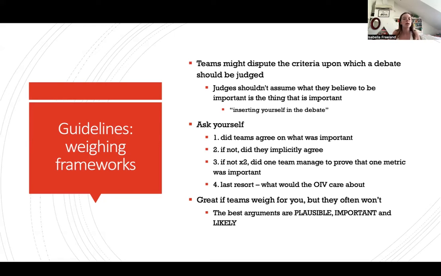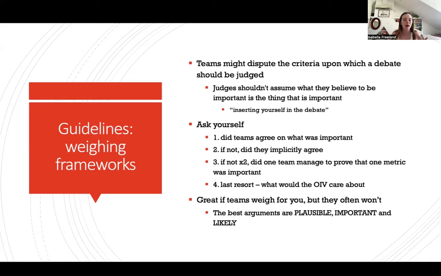So what you need to do is ask yourself, firstly, and this is the criteria, did they agree? And we've said they haven't agreed, so that's unfortunate. If they didn't agree, did they implicitly agree? Was there time spent on one thing more? Was one of the issues more dominant, in which case that's a good metric to use. If that was also not the case, did one team manage to prove that one metric was important? So at least, did the negative team prove that the educational part was more important? If they did, then that's maybe a way to weigh the debate. And as a last resort, what would the OIV, the ordinary intelligent voter, care about? That's a good thing to think about potentially.